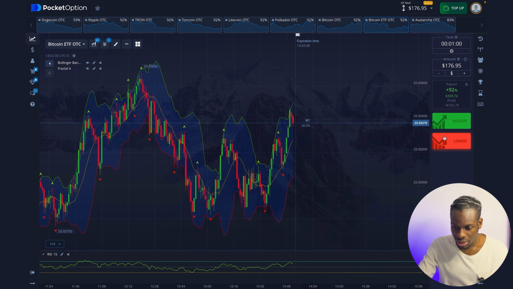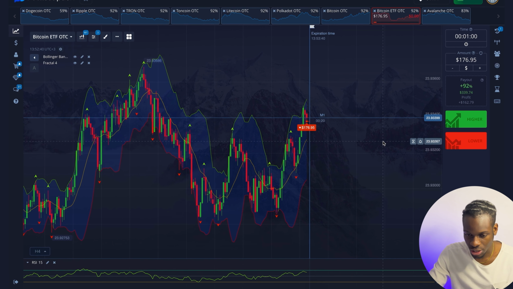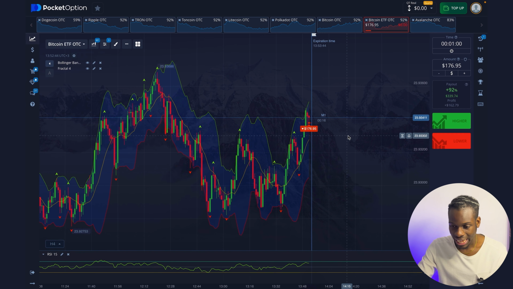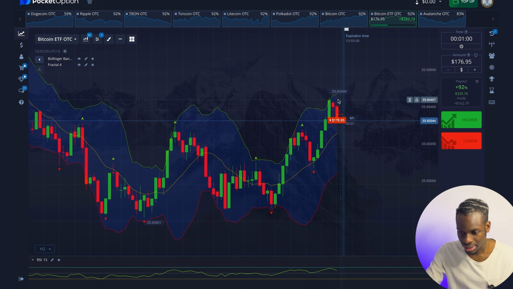Okay, so I opened another short trade here. And this is a good entry point, even though it's against the trend dynamics. So the entry level could have been better, but I still expect a downward exit. The indicators have been well configured, especially the Bollinger Bands.